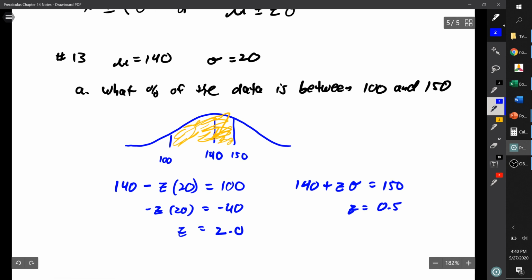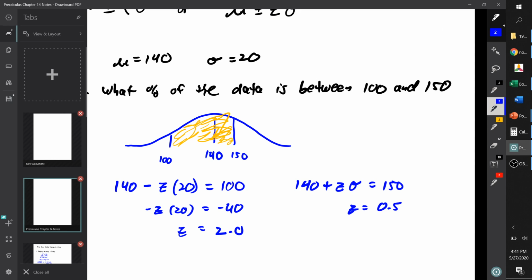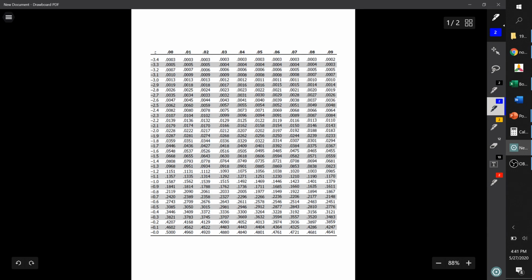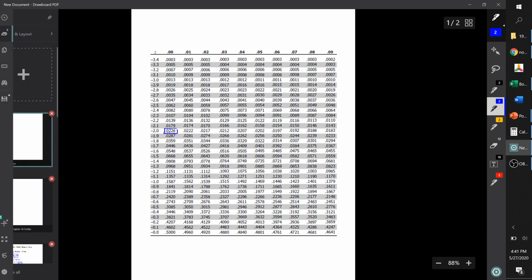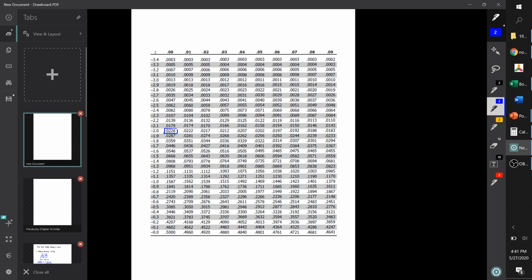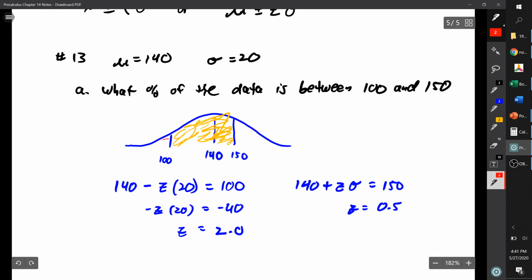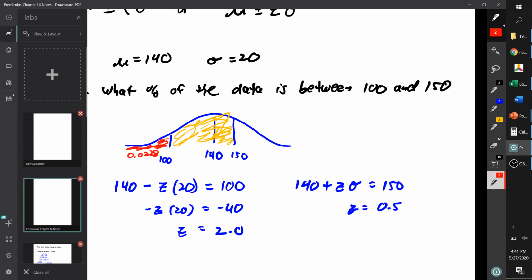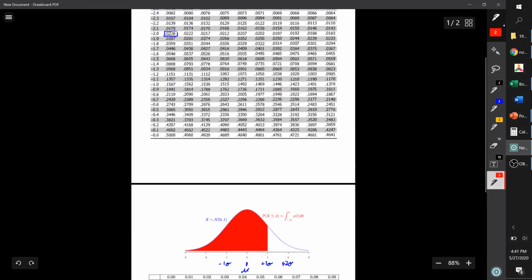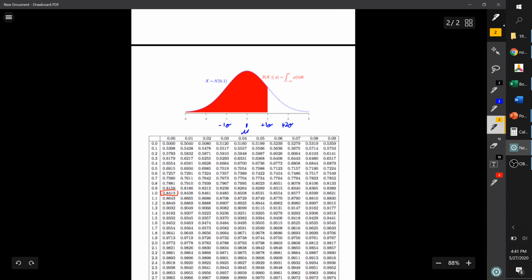So what we can do is go to our distribution tables, and here's what we can see. If we are subtracting 2, we get this value right here, 0.0228. Now, this is a cumulative distribution table. It's not going out from the middle. So if you go down 2 sigmas, the amount of data below that is 0.0228. And then if we go up 0.5 for z, that is going to be 0.6915.